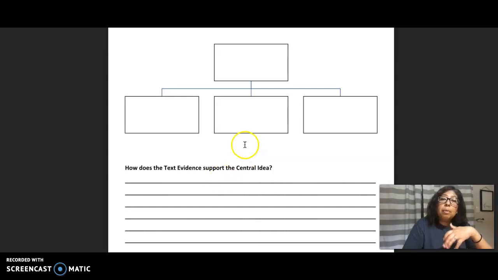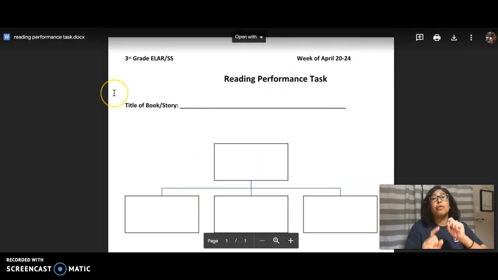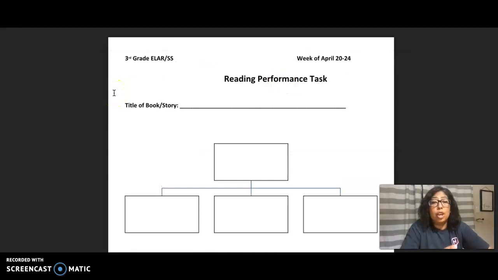I'm going to model that for you using Dolphins on Duty, but your performance task that's due Friday is going to be over your own book that you're reading. It could be a book from Epic, it could be a short story that you've read, or it could be one of the books that you're reading now. However, if it's one of the books that you're reading now, it has to be a book that you finish, because you need to figure out what the whole central idea and the supporting details are.